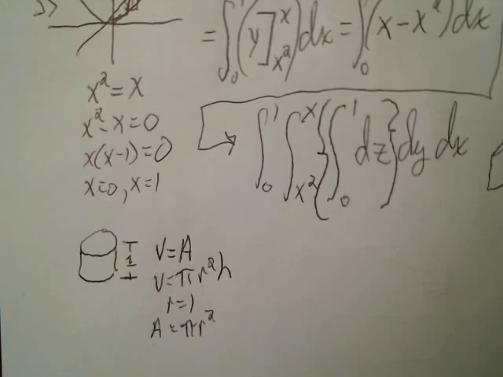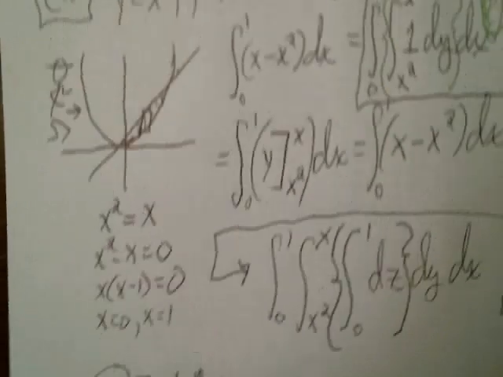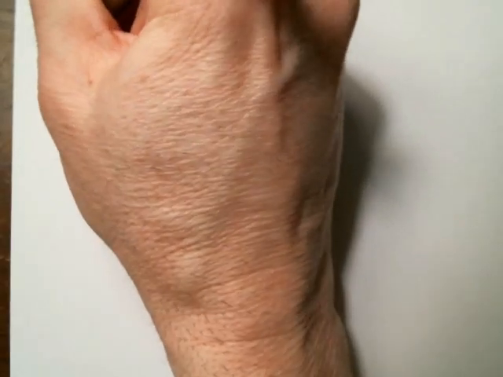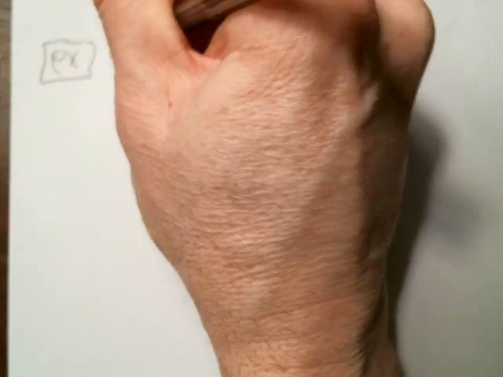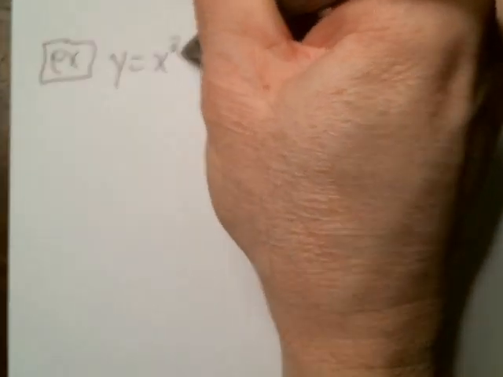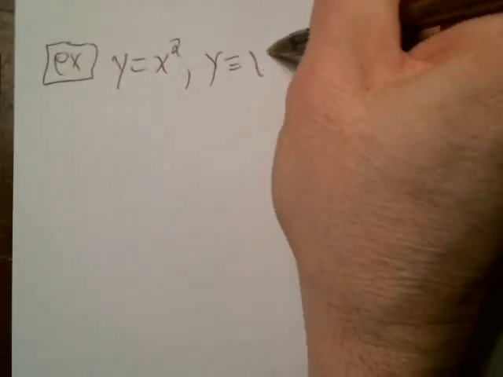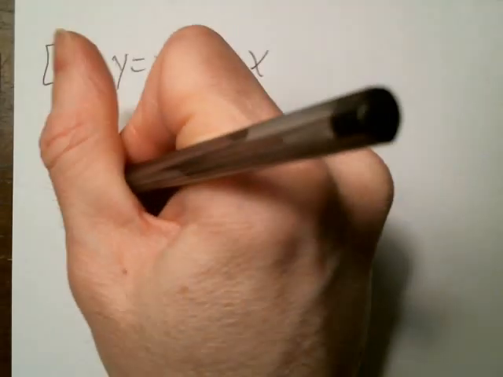Let's look at the other orientation, right? Because we'll be changing orientations in order to make some of the integrals easier. So let's try the same problem, except change the orientation. So I'll have the same problem, y equals x squared and y equals x. And I can draw it.